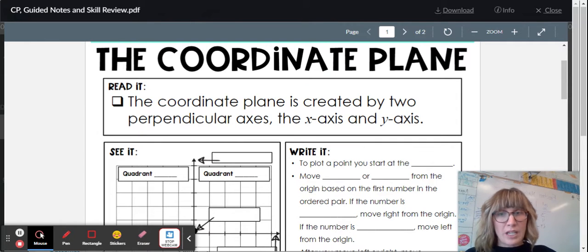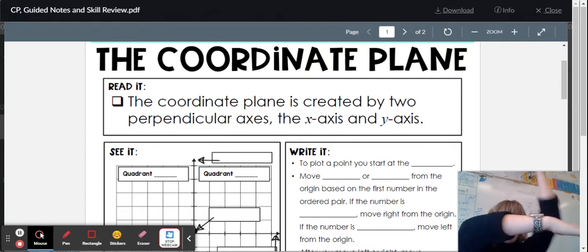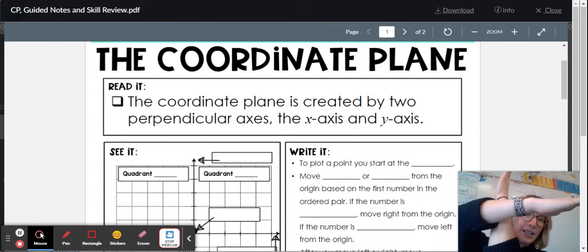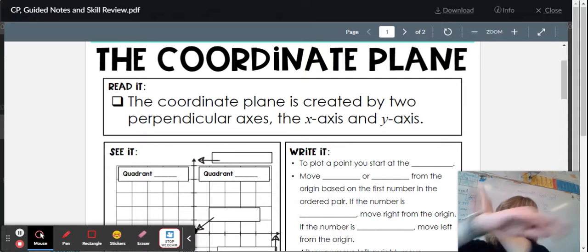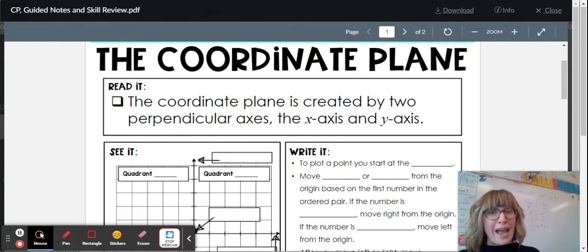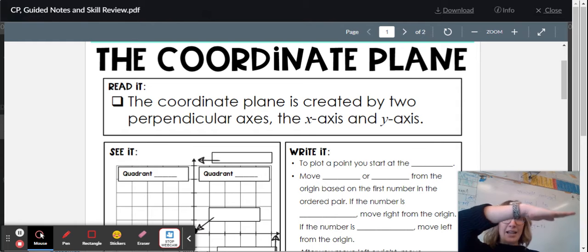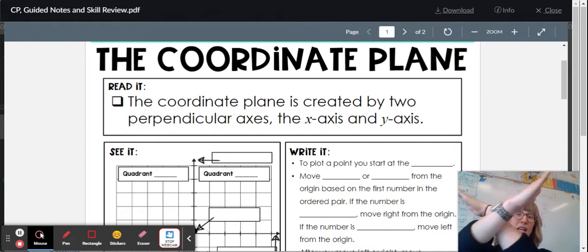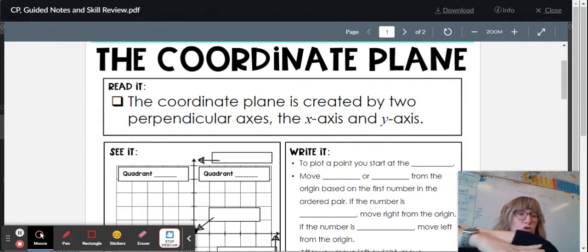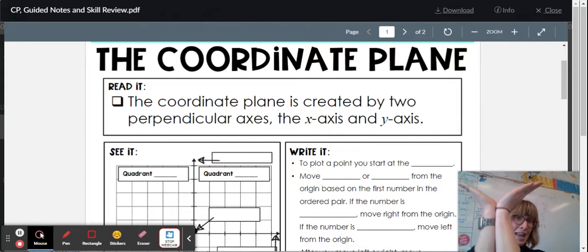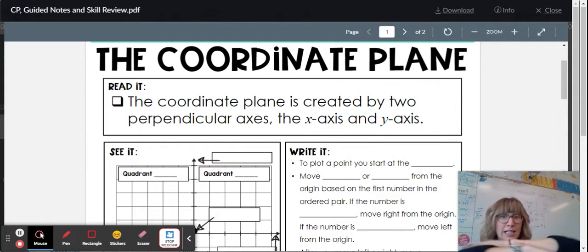The coordinate plane is created by two perpendicular axes. Perpendicular means two lines that are intersecting at a 90-degree angle. Those two axes are called the x-axis, which you can remember if you make an X with your arms and go straight, it goes side to side, and the y-axis, if you make a Y shape with your arms, it goes up and down. So we have the x-axis and the y-axis intersecting to create this coordinate plane.